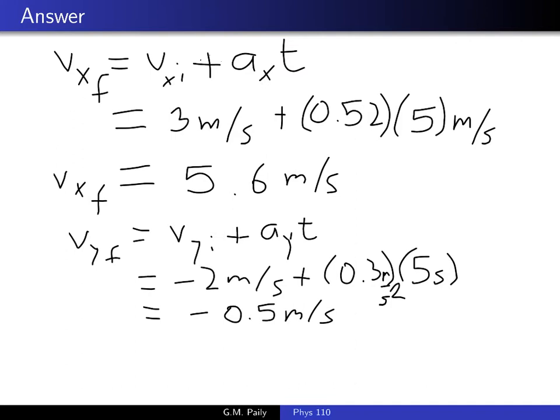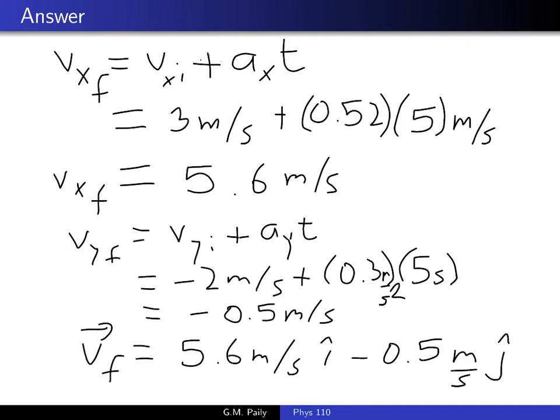So, what is the final velocity vector? Since we asked for the vector, we should give it with the components and the unit vectors, i hat, j hat, k hat, and so on. And so, we see that the v final vector, that is the final velocity vector, is 5.6 meters per second i hat minus 0.5 meters per second j hat.